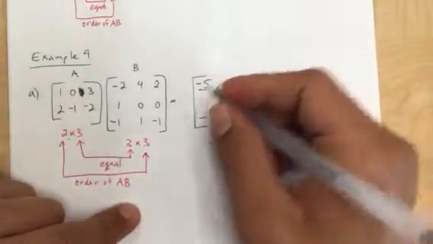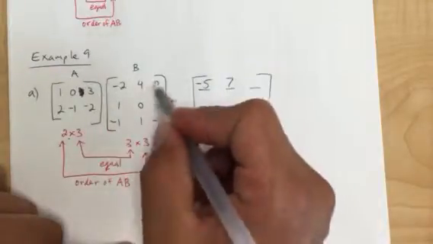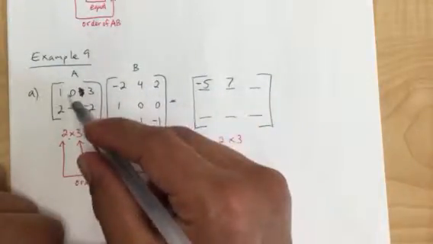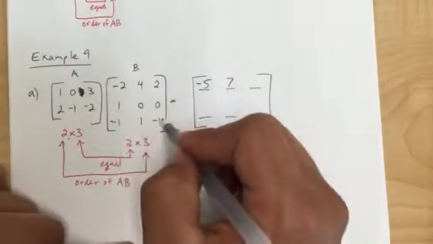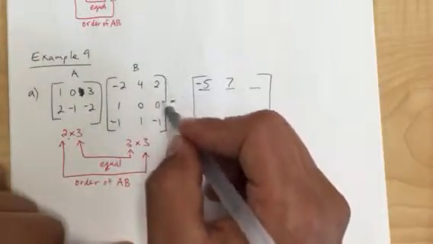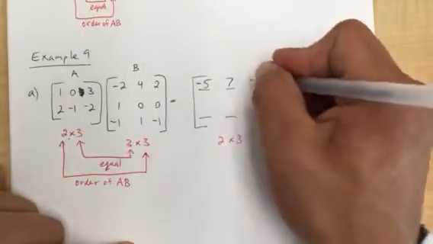So that's 7. And then the next one is going to be row times the third column. So I'm going to have 1 times 2 plus 0 times 0 plus 3 times negative 1. So it's going to be 2 plus 0 plus negative 3, that's going to be negative 1.